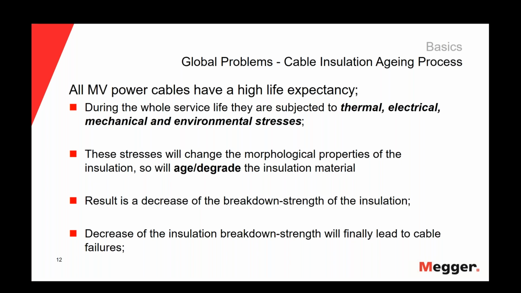On the other hand, we have the global problems. And if we talk of global problems, we should keep in mind that all the medium voltage power cables have a high life expectancy. But during the whole service life, they will be subject to thermal, electrical, mechanical, and environmental stresses. And these stresses will change the morphological properties of the insulation. In other words, these stresses will age and degrade the insulation material of my cable, and the result is a decrease of the breakdown strength of the insulation, and the decrease of the insulation breakdown strength will finally lead to cable failures.